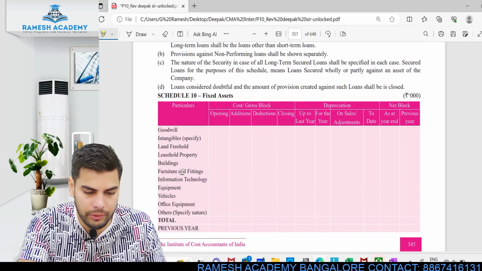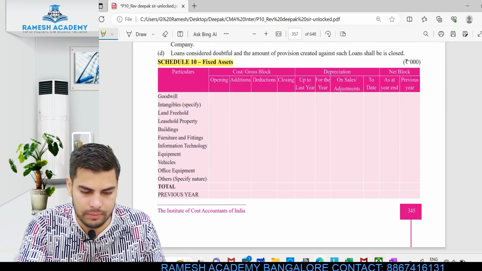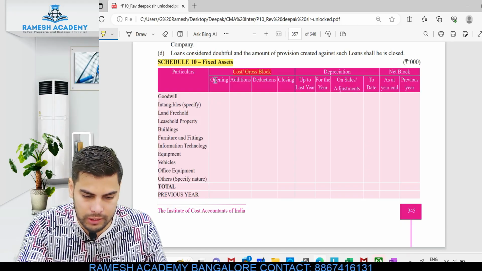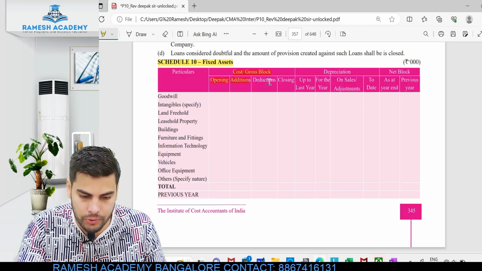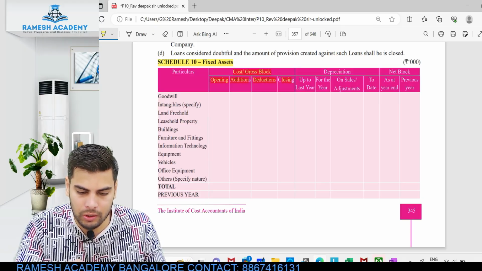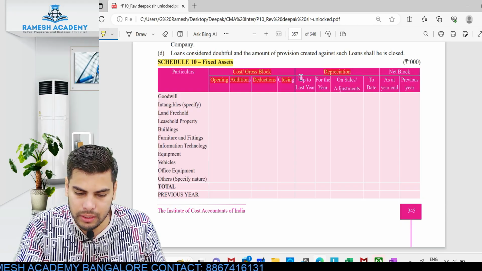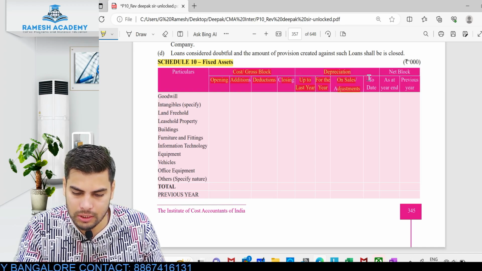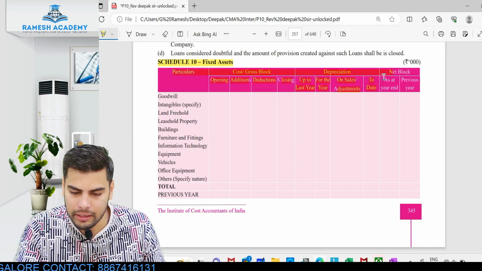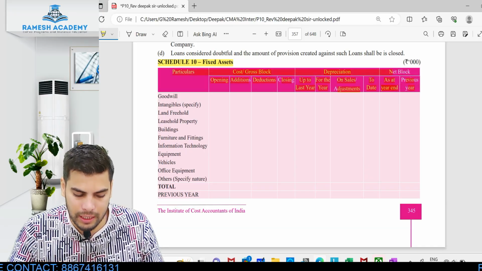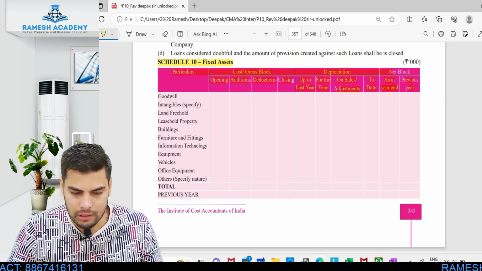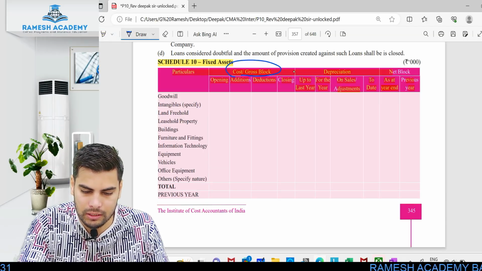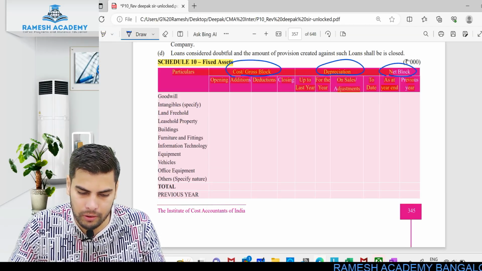This is something related to your fixed assets. Look at this. For fixed assets, you will be showing the cost or the gross block: the opening value, any additions during the year, any deductions during the year, and the closing value. Then when it comes to depreciation: the depreciation up to the last year, for the current year, depreciation on sales or adjustment, so till date, and then the net block for the current year as well as the previous year. Simple. So basically you'll be showing three components: the cost of the asset, the depreciation of the asset, and the net block.